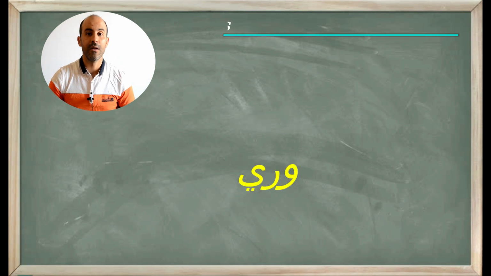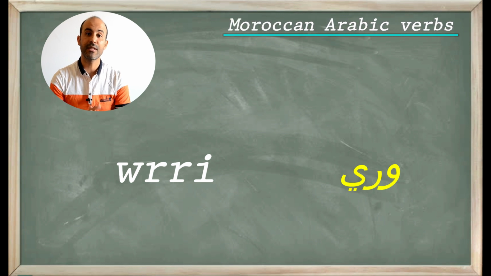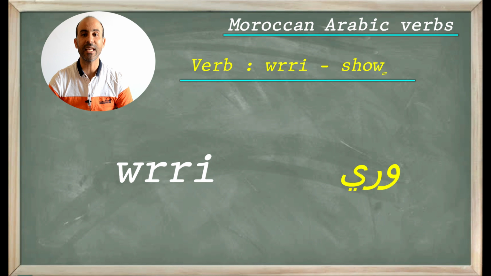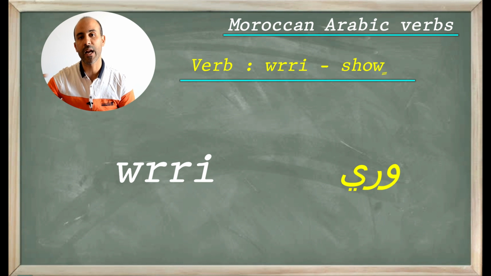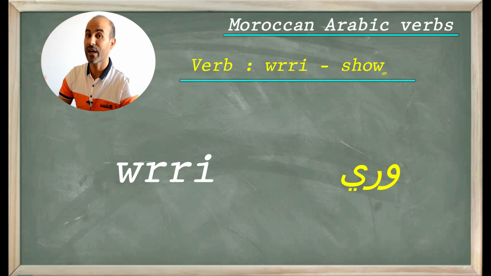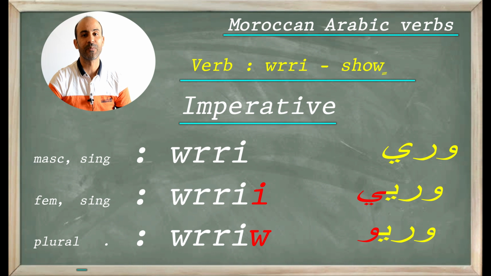Great. The fourth verb here in this video is وري. وري is to show something to someone, or to show how to do something. وري. The rolling R. وري. Good.